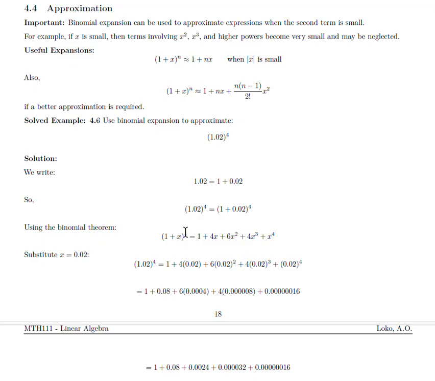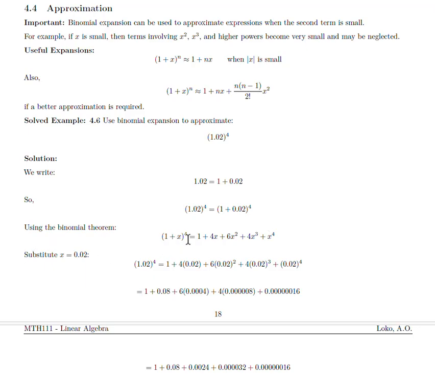(1 plus x) all raised to power 4 from our expansion will give us this. You can see our Pascal triangle coefficients appearing: 1, 4, 6, 4, 1. For 1, we're descending: 1 raised to power 4, 1 raised to power 3, 1 raised to power 2, 1 raised to power 1, 1 raised to power 0. And then for x, we are ascending: x raised to power 0, x raised to power 1, x raised to power 2, x raised to power 3, x raised to power 4.